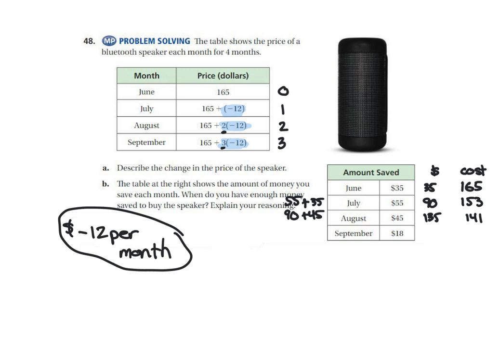So it must be September, because in September we have $141 minus another $12 drop for the speaker, so that puts the speaker at $129. You had $135, so you already have enough, plus the 18 more. You have $153 total, and the speaker only costs $129, so you can't buy that speaker until September.